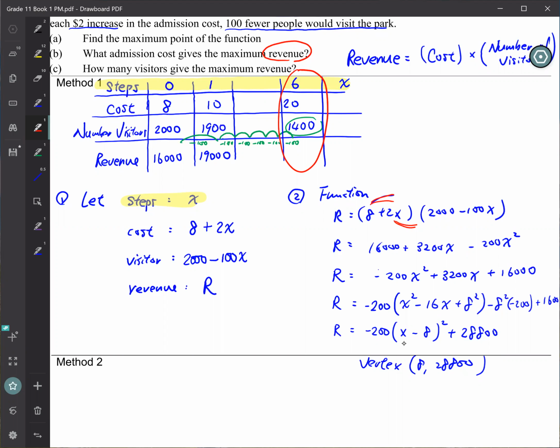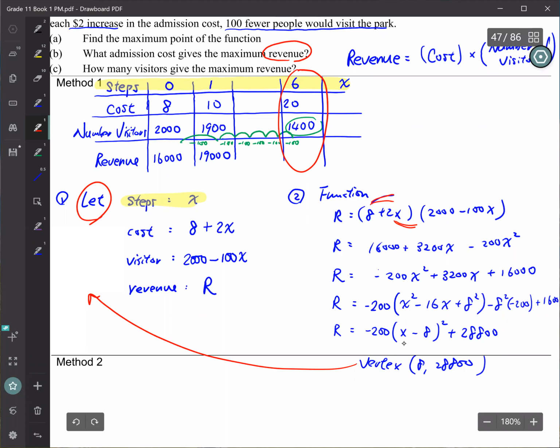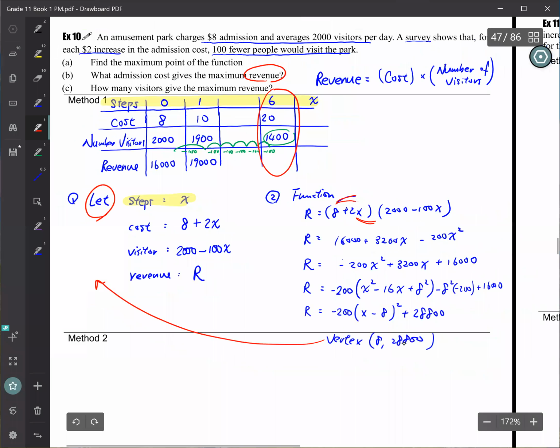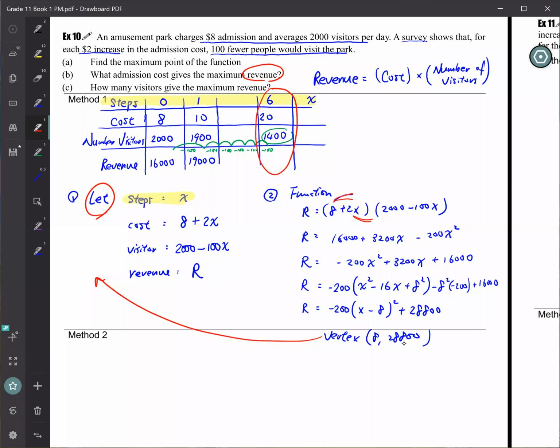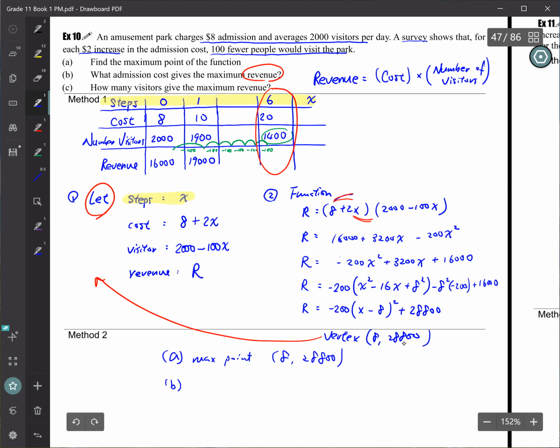So when we try to find the answer, we go back and look at the question, right? The question wants us to answer three things here. First one is finding the maximum point. So we have our maximum point at 28,800. Question B is asking what is the admission cost that will give you the maximum revenue. So how do we answer that in a sentence then?